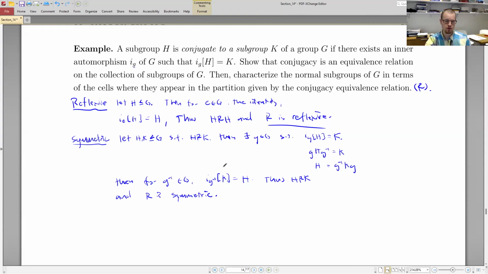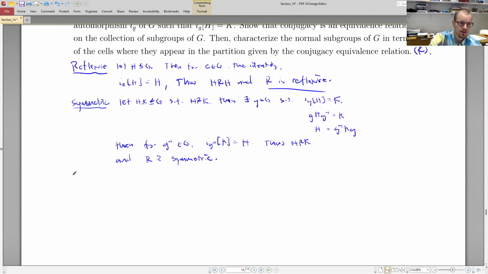Excellent. So I've identified an inner automorphism that shows that K is conjugate to subgroup H. I've changed the order there. Now I want to observe transitivity. Let H1, H2, and H3 be subgroups of the group G such that H1 is related to H2, and H2 is related to H3. So I've got three subgroups. H1 is related to H2, and H2 is related to H3.